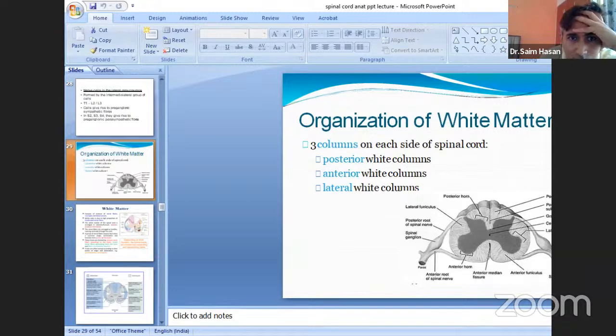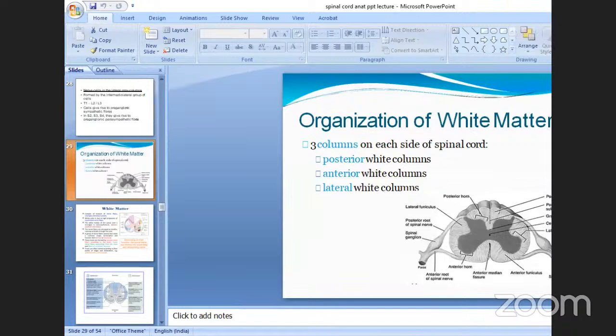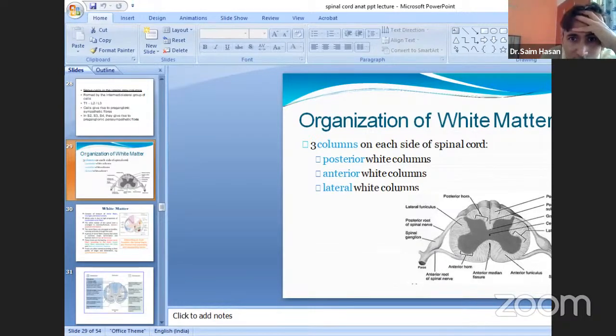So in the posterior column, we have fasciculus gracilis and cuneatus, and these carry the modalities of position, vibration, touch, pressure, and proprioception. Also, it carries discriminatory touch, as we are able to differentiate between the 2-point touch and the deep touch. So all these modalities are carried by the posterior column.